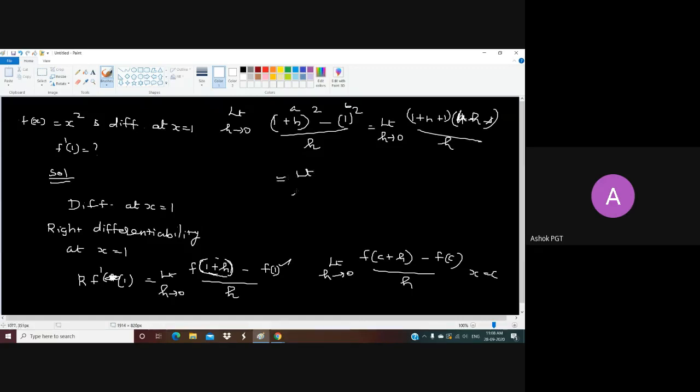So limit h tends to 0. If you observe, 2 plus h square, sorry students, here 2 plus h into h, whole divided by h, and h will get cancelled, and we can use direct substitution technique and we get the final answer as 2. Students, are you clear with this?